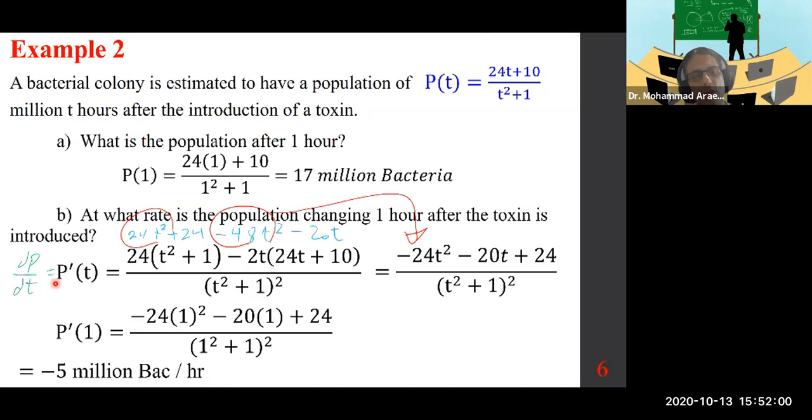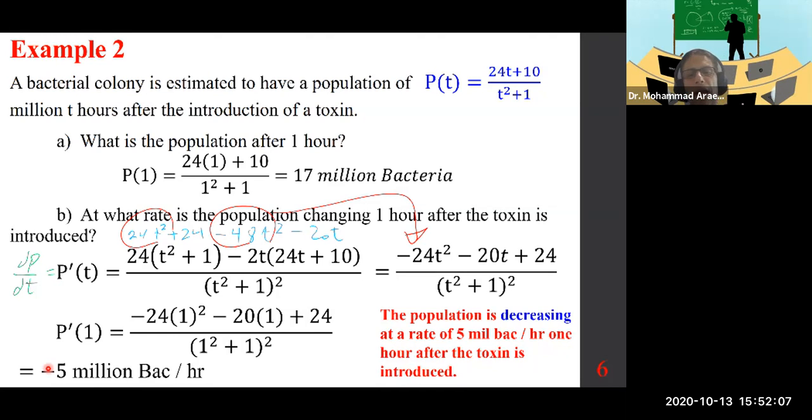Now, what is happening to the population? Because it's negative, it is decreasing. So the population is decreasing at a rate of 5 million bacteria per hour, 1 hour after the toxin is introduced, okay, class? So because it's negative, you mention decreasing, but you keep it at number 5. I can't emphasize this enough. Positive is increasing, negative is decreasing, class, okay?